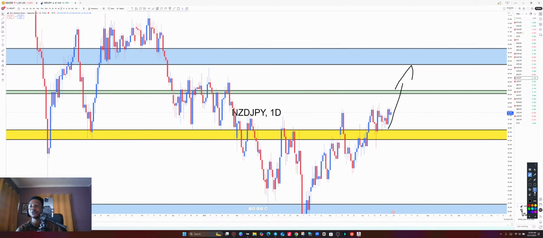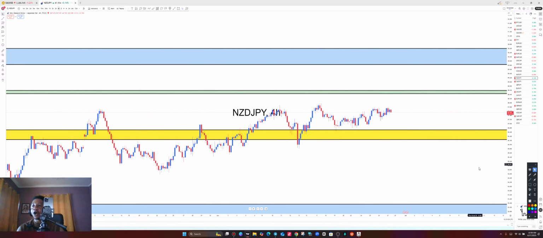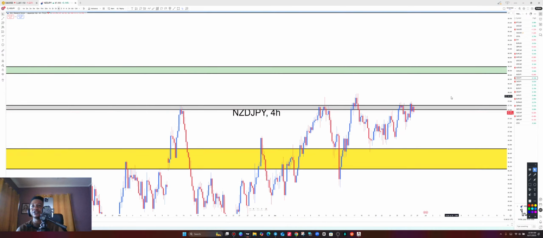Let's consult again the 4-hour time frame and know how we pick our buy from here to the upside on NZD JPY. So taking it again to a 4-hour time frame to complete this analysis. This is also the 4-hour time frame of NZD JPY. Let's finalize the entry here on the 4.